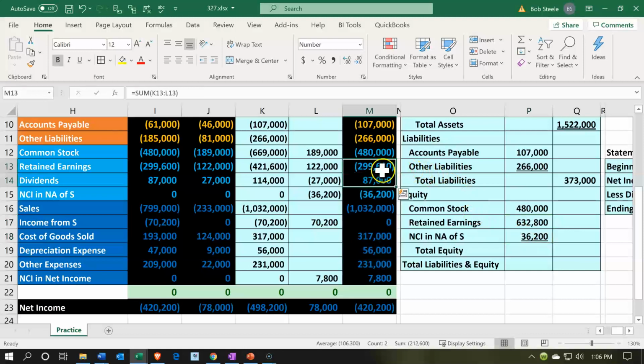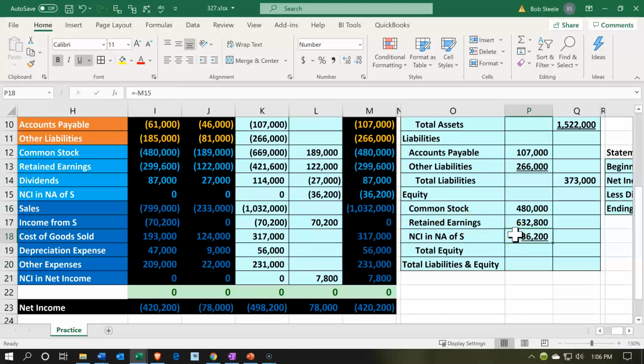And again, credits are winning. So this minus the credit minus the debit, and then plus the credit minus the debits. So the 632.8. So everything except that non-controlling interest in net assets of S, which we are breaking out separately.